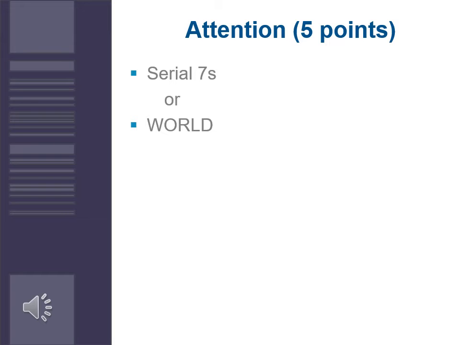To assess attention, ask the client to begin with 100 and count backwards by 7s. Stop after 5 subtractions. That would be 93, 86, 79, 72, 65. If the client cannot or will not do the serial 7s, ask them to spell the word world backwards. The score is the number of letters in the correct order.